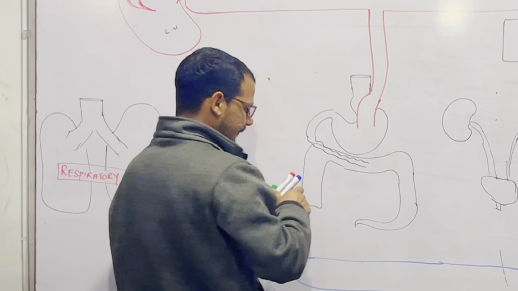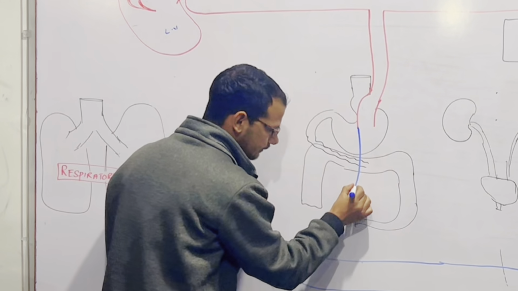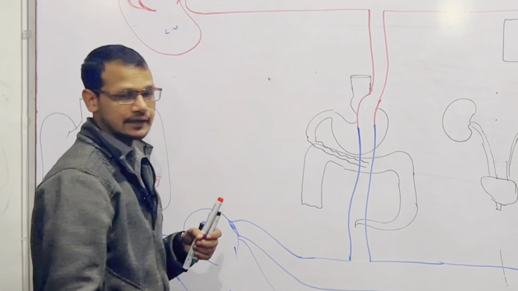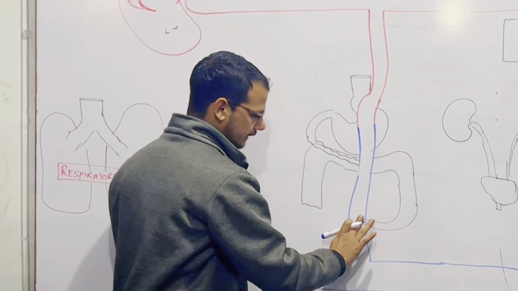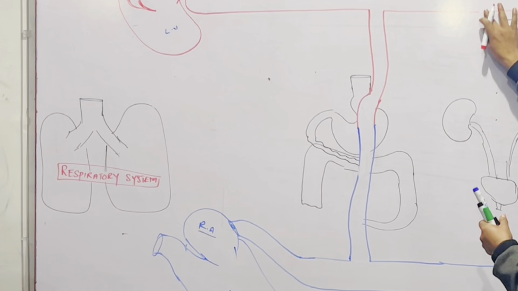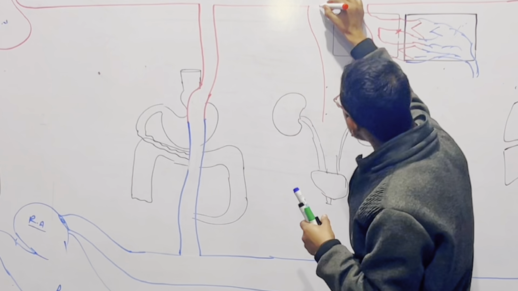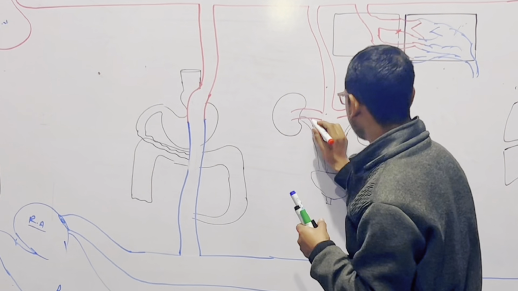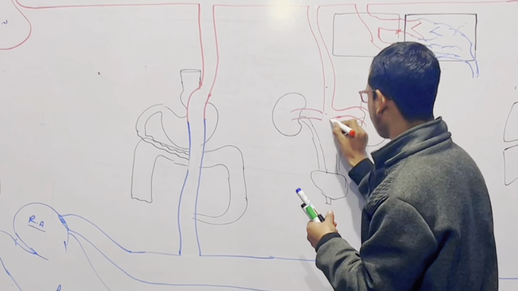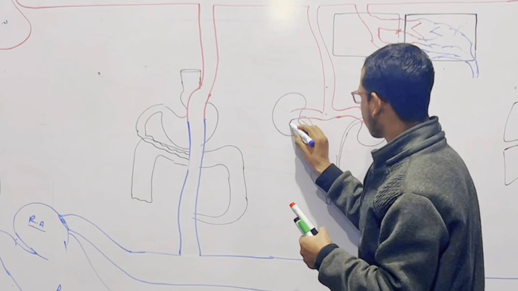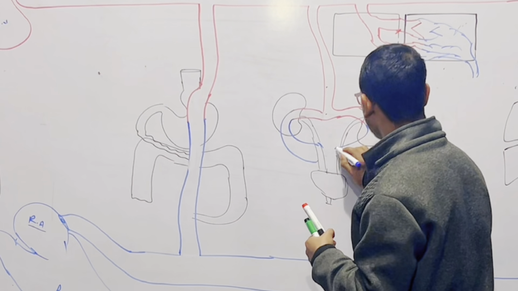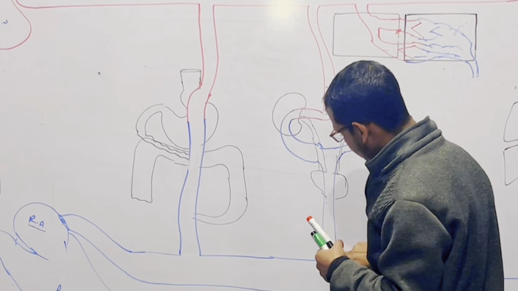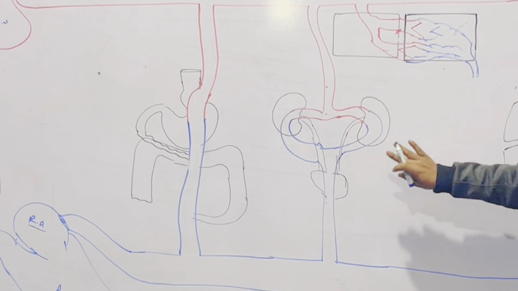Right, from here the veins will go like this. Right, and from here blood goes to the kidneys. What is the role of kidneys? Filtration. From here the blood will again collect and go to the deoxygenated circulation. This is the second circulation.